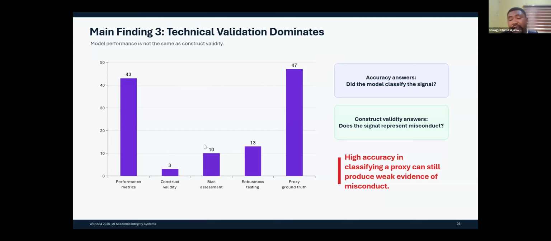So the problem is that accuracy measures classification performance, but it does not prove that the measured signal captures academic misconduct. A system can classify a proxy accurately and still provide weak evidence of misconduct.